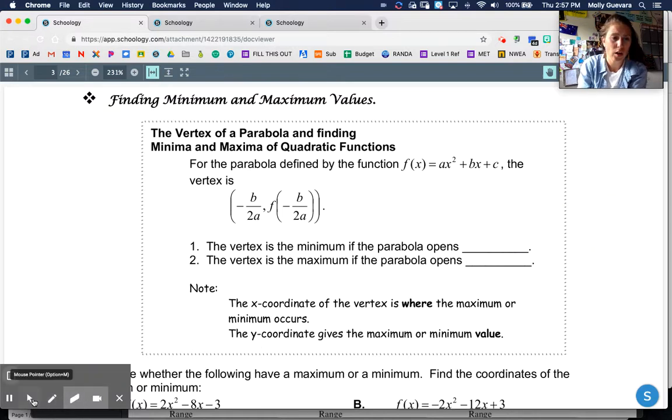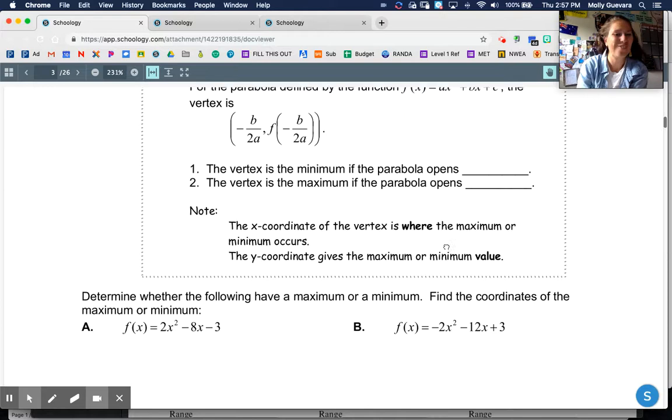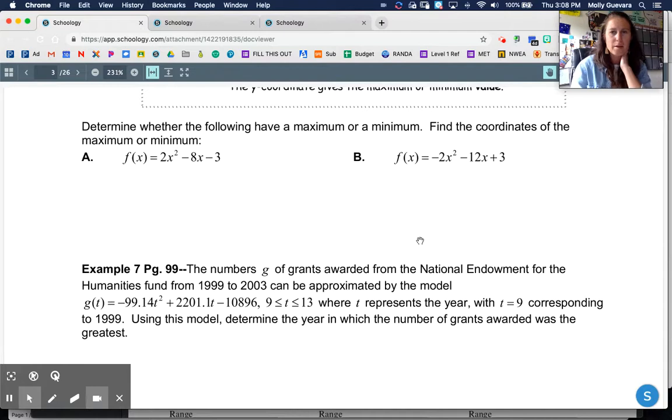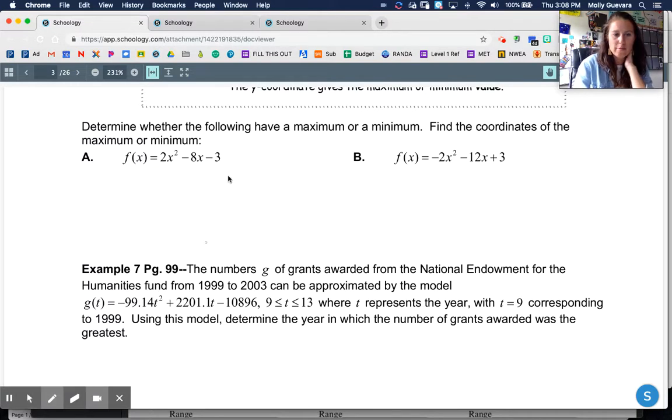So when we look here, we're going to do examples A and B. So looking at problem A, all I'm really curious about, first of all, is whether it has a minimum or a maximum. So my first question is, does it open up or does it open down? I don't really care where it is on the coordinate plane, right? In this case, because a is positive 2, it opens up. So that should tell us, right, that it has a minimum.